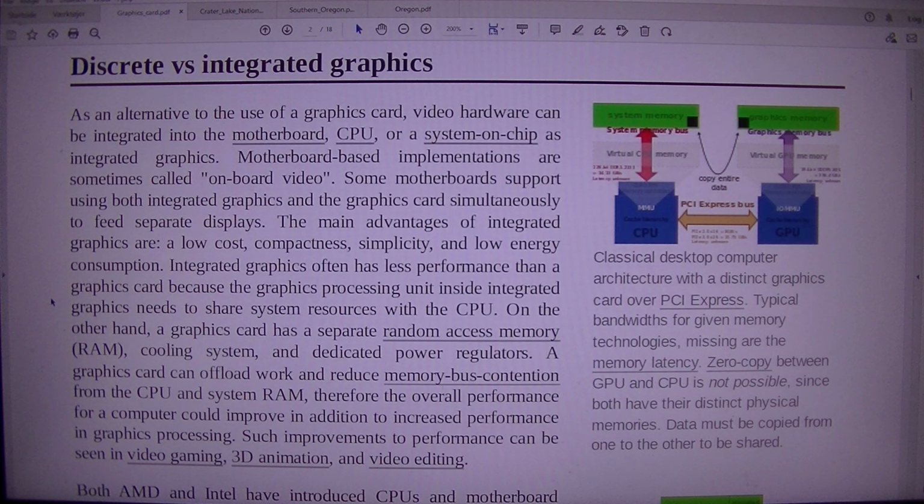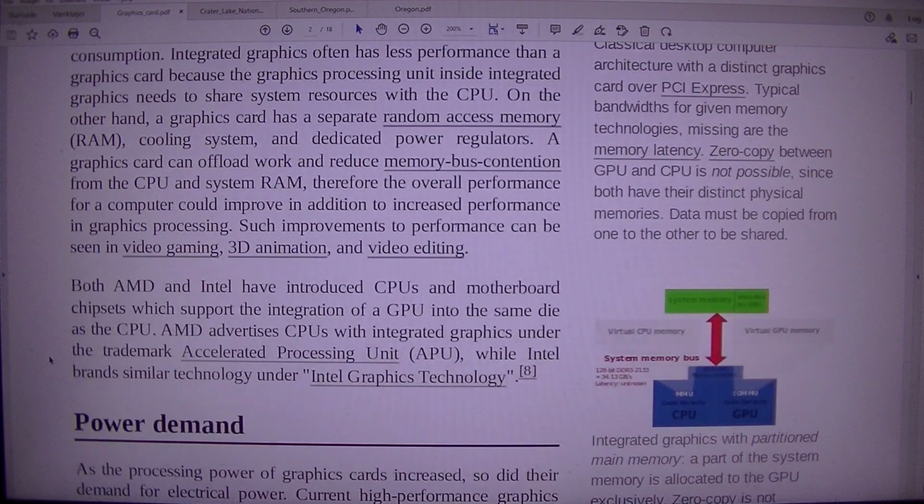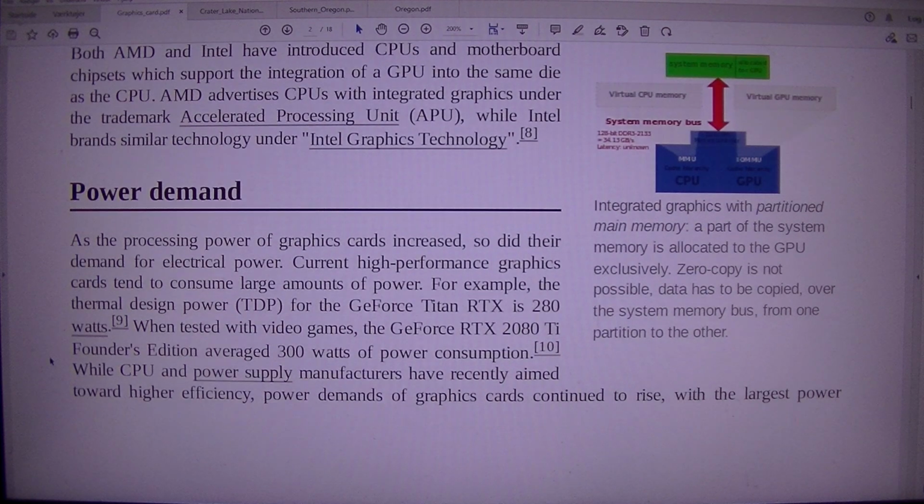On the other hand, a graphics card has a separate random access memory, RAM, cooling system, and dedicated power regulators. A graphics card can offload work and reduce memory bus contention from the CPU and system RAM. Therefore, the overall performance for a computer could improve in addition to increased performance in graphics processing. Such improvements to performance can be seen in video gaming, 3D animation, and video editing.